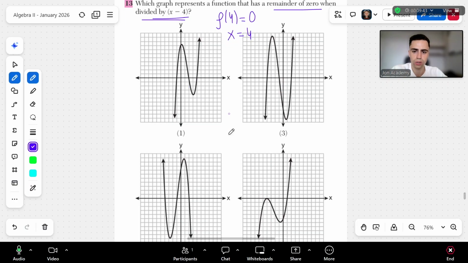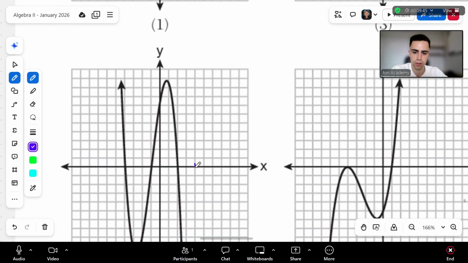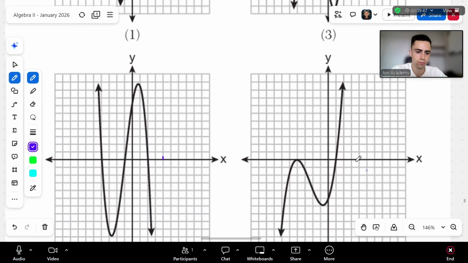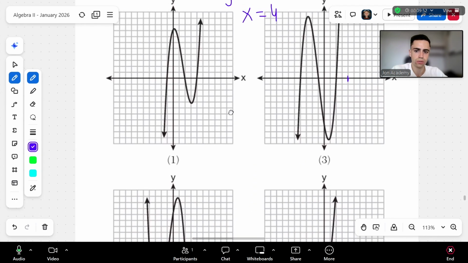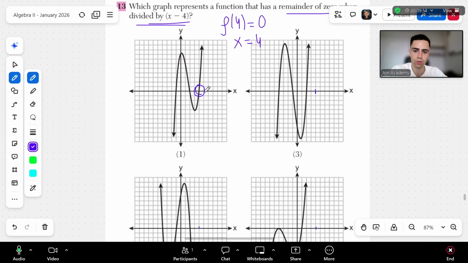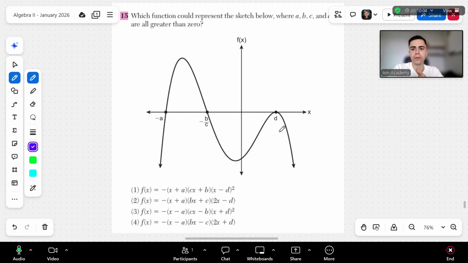Therefore, we look into the different options. Here is not a root, here is not a root either. Here is not a root either, it's just the first one that has a root there at x equal to 4. Therefore, it's going to be the first option. Let's jump into number 15 now. Which function could represent the sketch below?